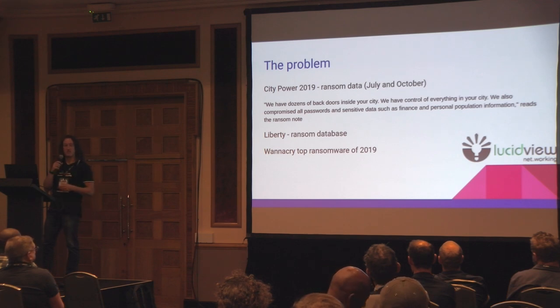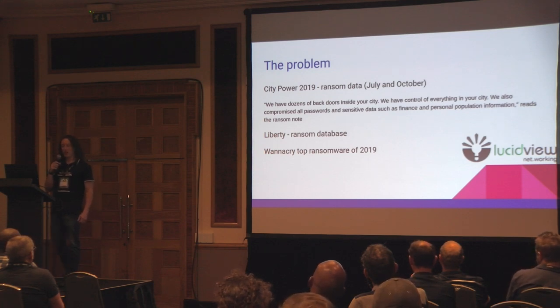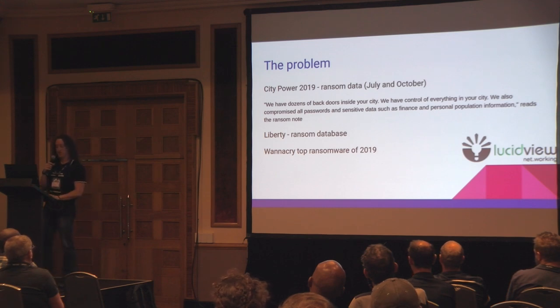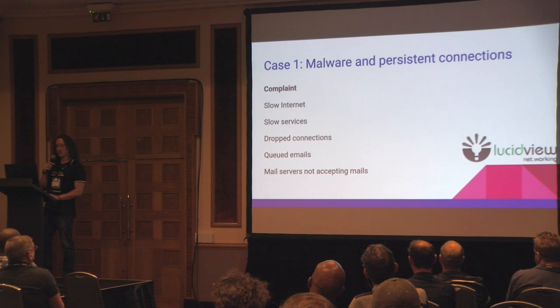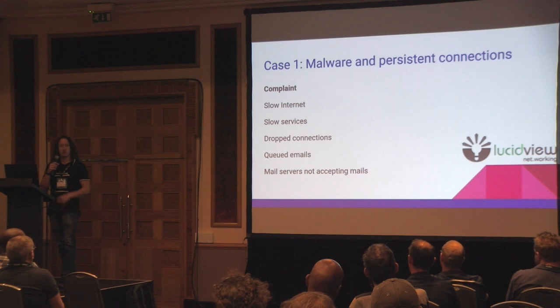Now, obviously, this is an exaggeration, but as soon as someone has breached your network and they give you one little thing about the network, all of a sudden it seems very legitimate and worrisome. Liberty was targeted last year as well. And then, obviously, WannaCry was the top ransomware of 2019. So it's a big issue. And we'll see why it's a big issue and why we are the kind of last defense for a lot of these clients. And in the first case I'm going to talk about, this is a client. I will not name any clients.